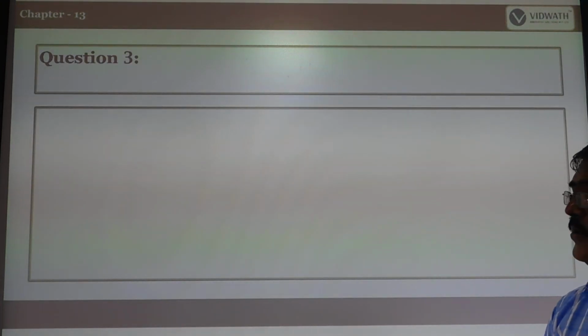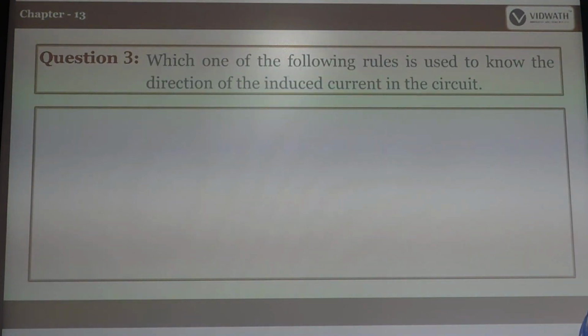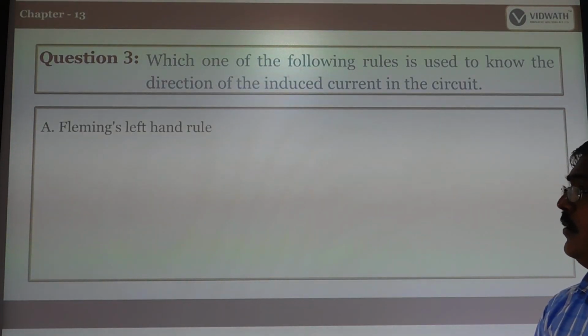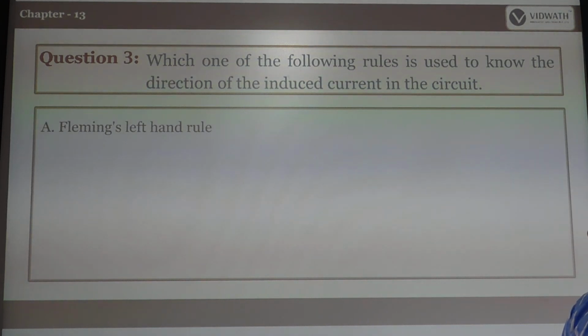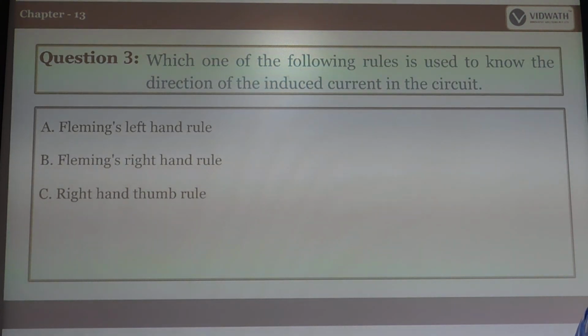Next, third question. Which one of the following rules can be used to know the direction of the induced current in the circuit? Fleming's left hand rule, Fleming's right hand rule, right hand thumb rule, or Ampere's rule? The correct answer is Fleming's right hand rule.